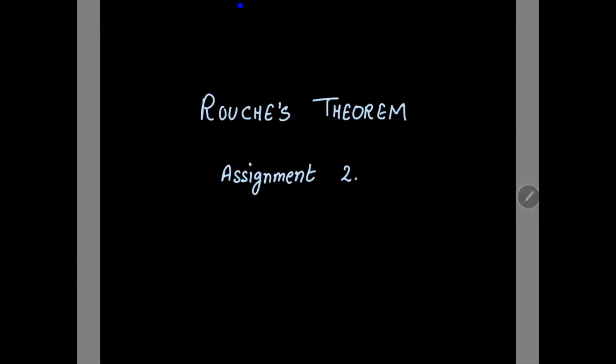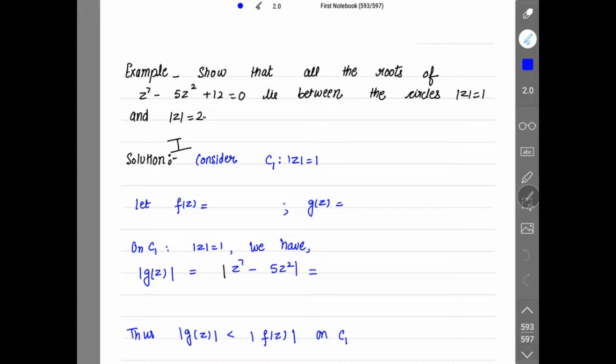Rouche's theorem, assignment 2. Example: show that all the roots of z to the power 7 minus 5z square plus 12 equal to 0 lie between the circles mod z equal to 1 and mod z equal to 2.